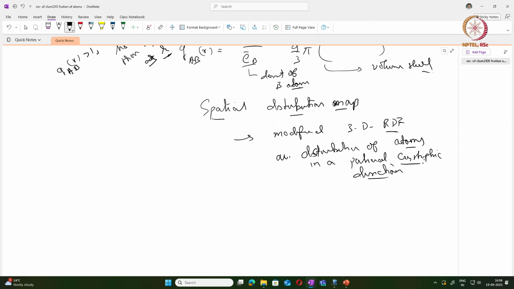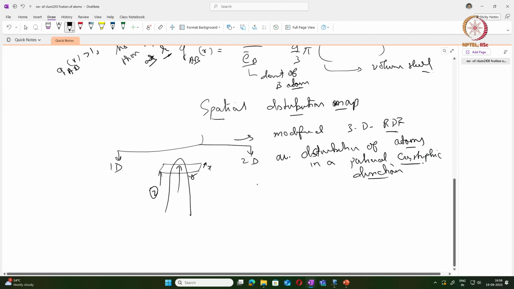Now these spatial distribution maps can be done either in one dimension or they can be analyzed in two dimensions. So if you have a needle specimen and this is your Z axis, you can generate these spatial distribution maps along this particular Z axis, which is one dimension. Okay, and if you are generating spatial distribution maps in X and Y, then these are called two-dimensional spatial distribution maps. Okay, so we call it an SDM.